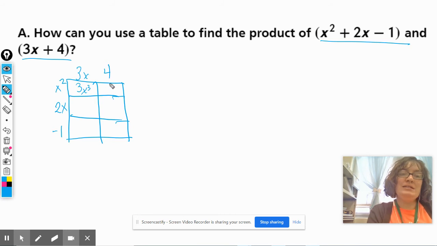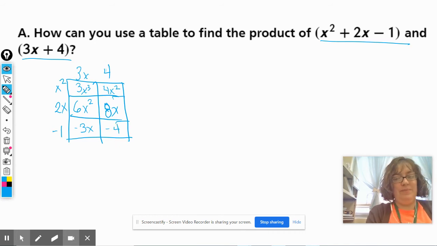X squared times 4 becomes 4x squared. 2x times 3x, well, the 2 times 3 is 6, and x times x becomes x squared. 2x times 4 becomes 8x. Negative 1 times 3x becomes negative 3x, and negative 1 times 4 becomes negative 4.